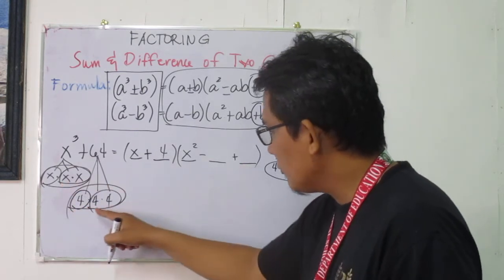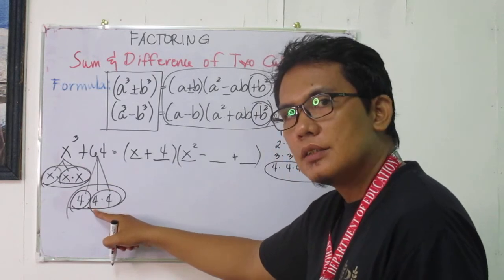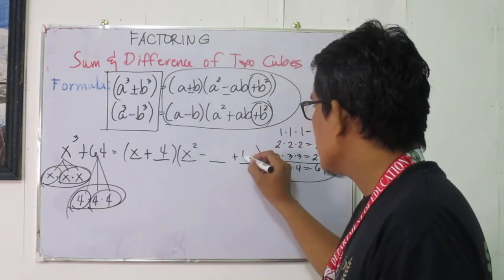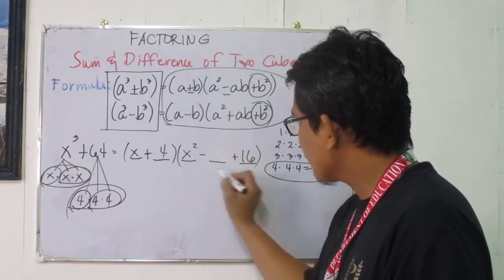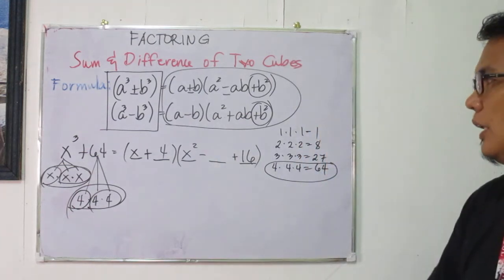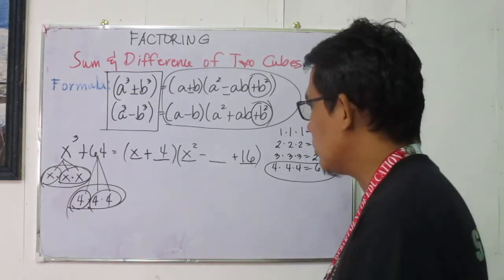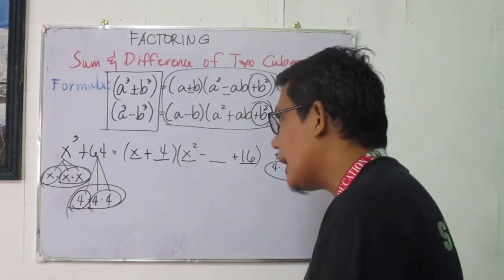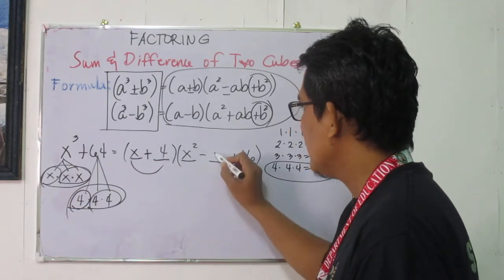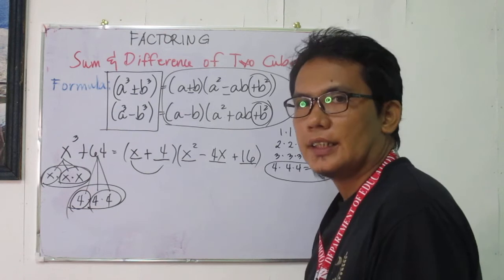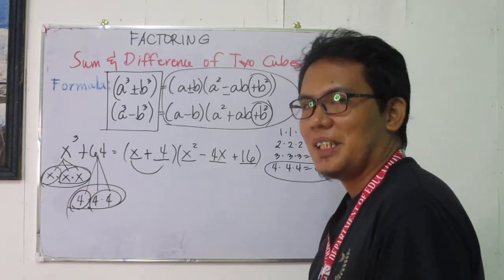And how about for 4? That is 4 times 4 is 16. Our problem now is the middle term. So to identify the middle term, what we're going to do is just multiply our first factor, the binomial. That is x times 4 is 4x. Easy.